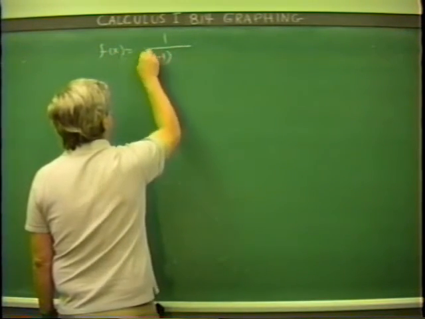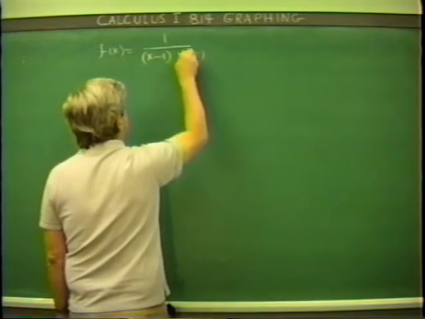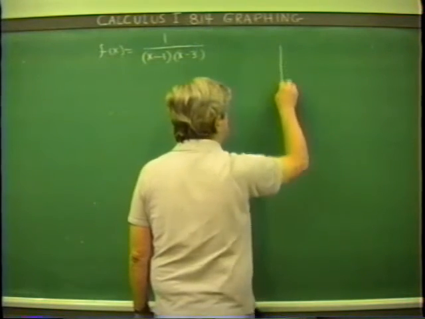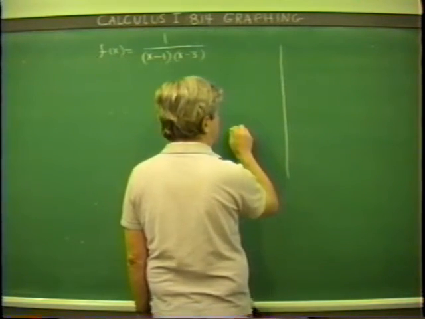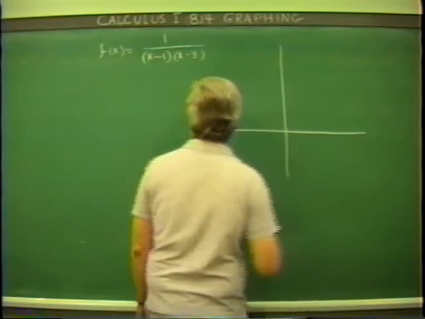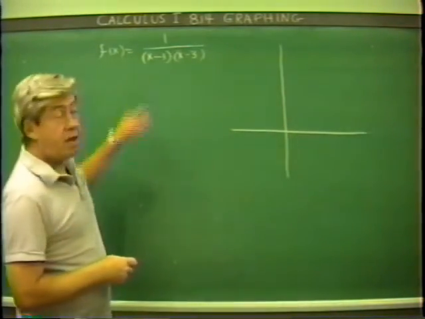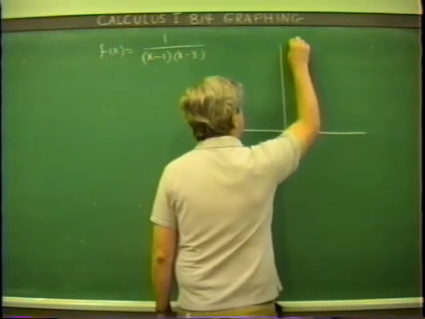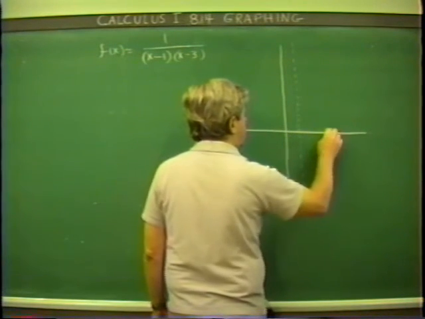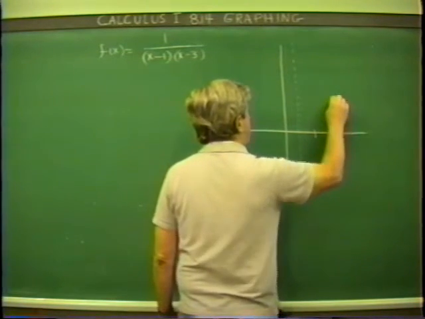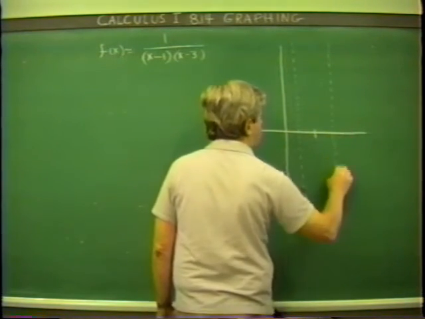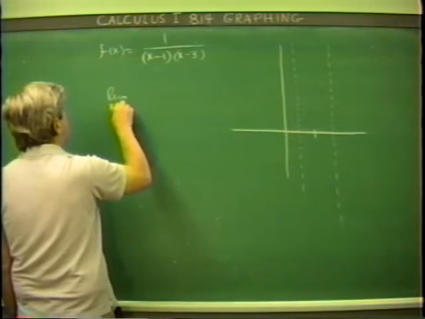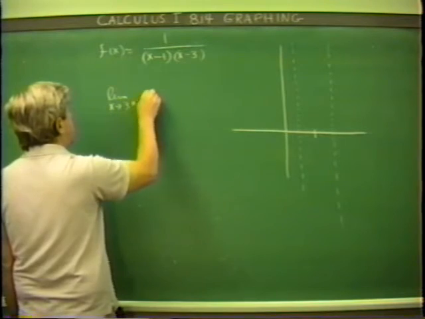Okay, let's take a look at another example. Graphing here. Let's say f of x is 1 over (x minus 1) times (x minus 3). Okay, let's take a look at what this function is going to look like. It's not defined when x is 1 or when x is 3, and because of the denominator approaching 0 there, you expect asymptotes.